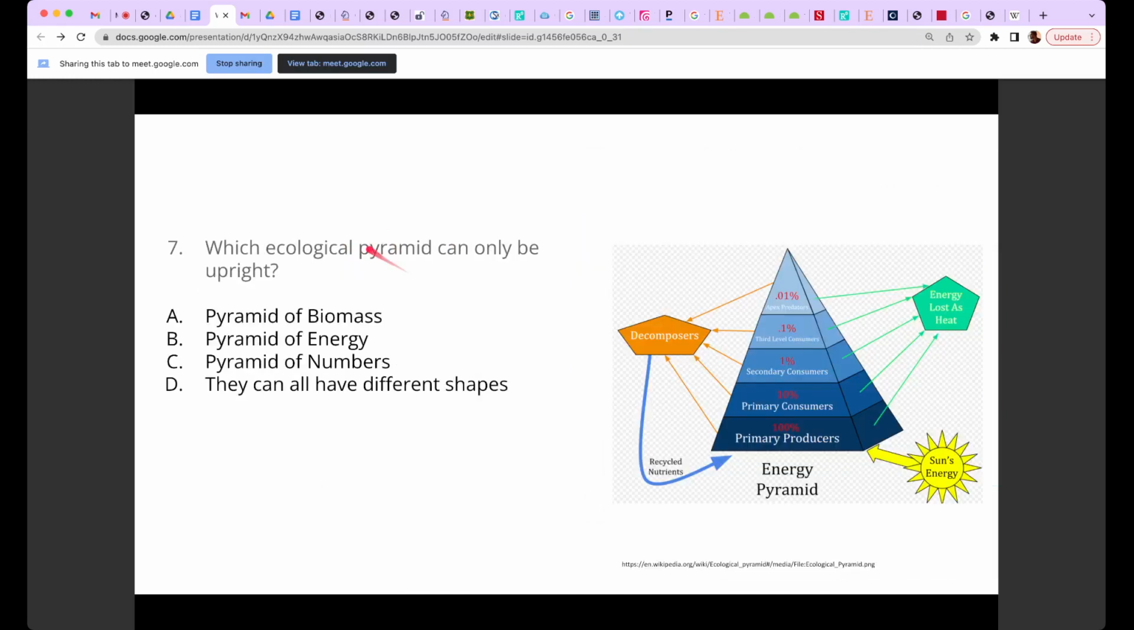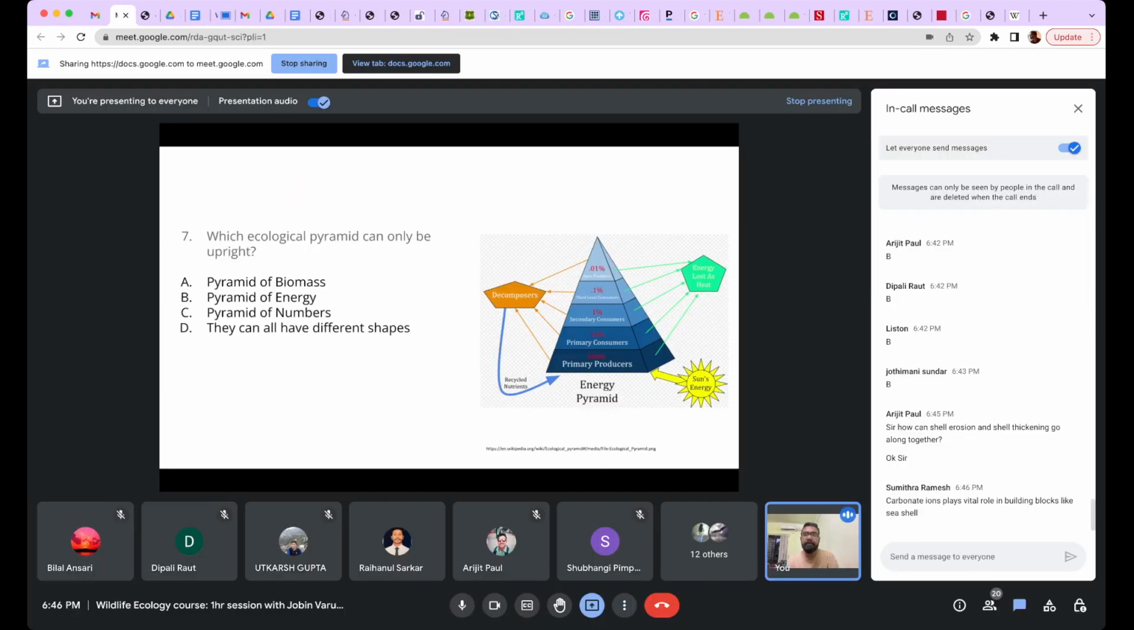The next question is on the screen. Again, a very straightforward question. Sumitra says carbonate ions play a vital role in building blocks. Yes. Okay, the answer, what people are saying is B, B, B. Okay, cool. Quite a unanimously declared answer. So I don't have to explain much over here.